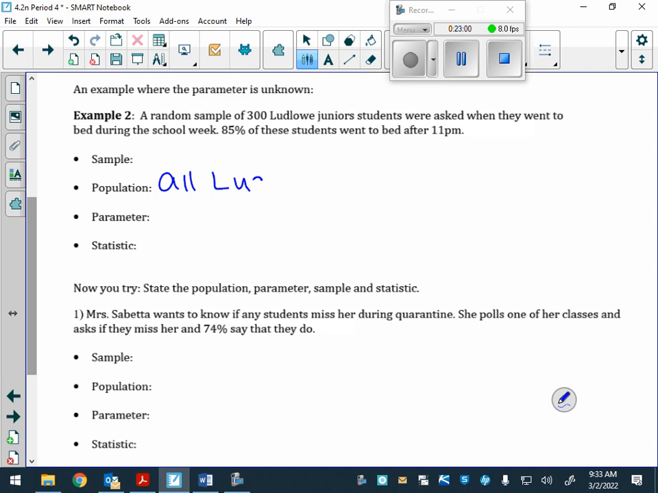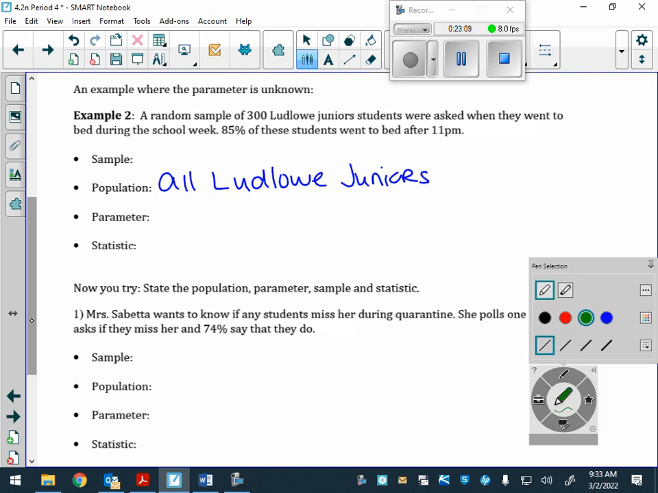All Ludlow juniors. Okay, what would be the sample? Eleanor? 300 Ludlow juniors. So right now, looking at the population and sample, we have wording in common, correct? It's very similar. Okay. Now, what did we find out?